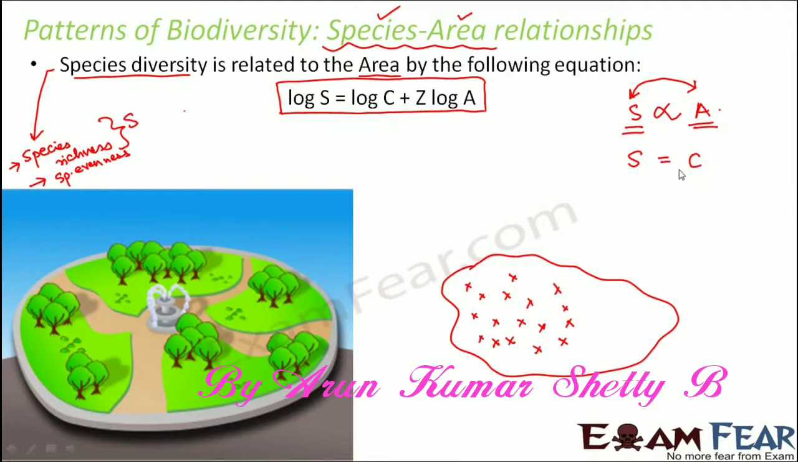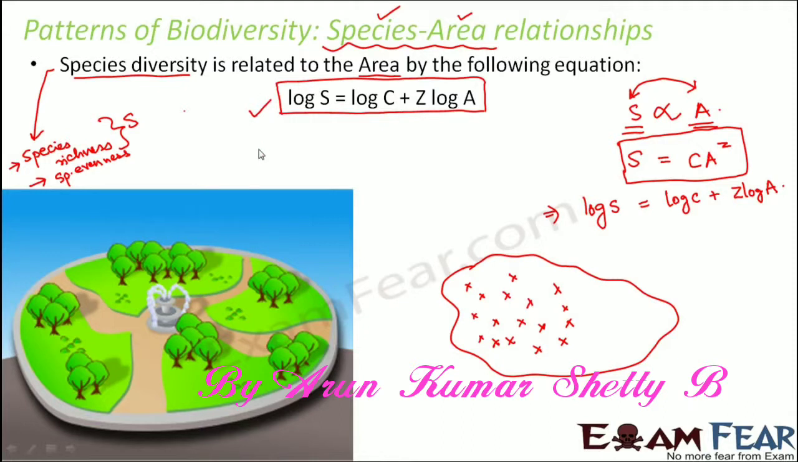So that constant is C, and it has been observed that the relation between S and A is exponential. So this is S = CA^Z. This is the actual relation between species richness and the explored area. So what do we see here? In the same equation, if you take log on both sides, you will get log S = log C + Z log A. This equation is the same as this one.